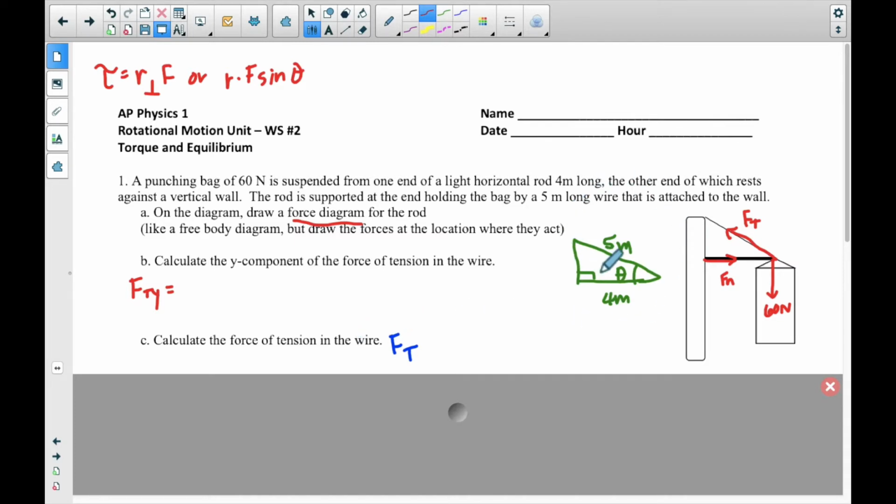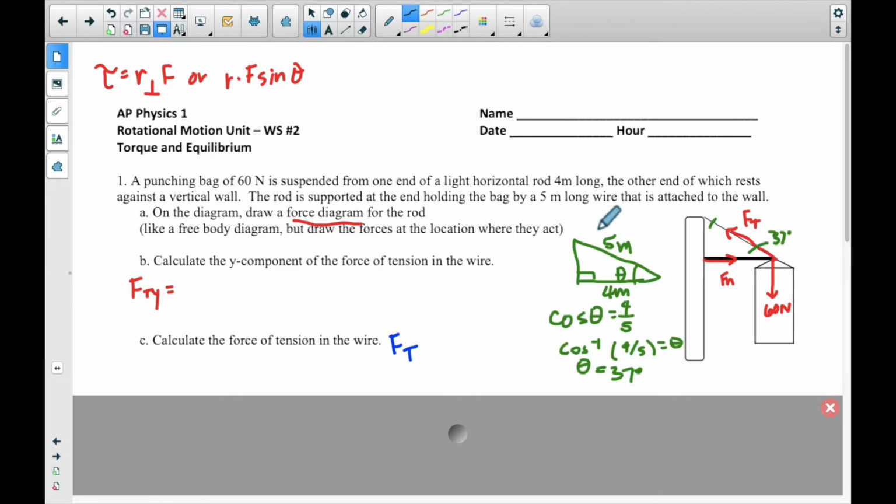Okay, if we look at the information that's given to us, one thing that we are given is that the horizontal rod is 4 meters long, wire is 5 meters long. So we have a 4-meter long rod and we have a 5-meter long wire. We need to know what that angle is because back to the formula, we need that angle. So take a second right now with your calculator and find out what that angle would be. Okay, so if you take a few minutes to look at the diagram, what I did is I did cosine of theta is 4 over 5.